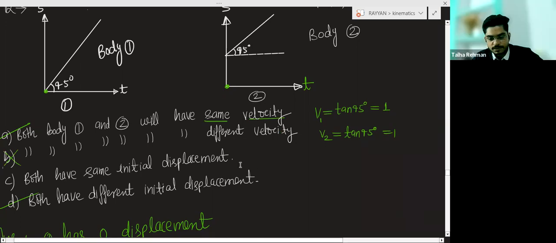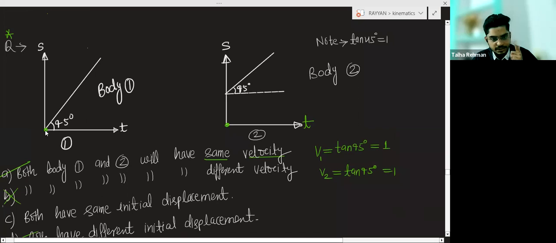Now, both have the same initial displacement? Now see the initial displacement. Initially this body has zero displacement.